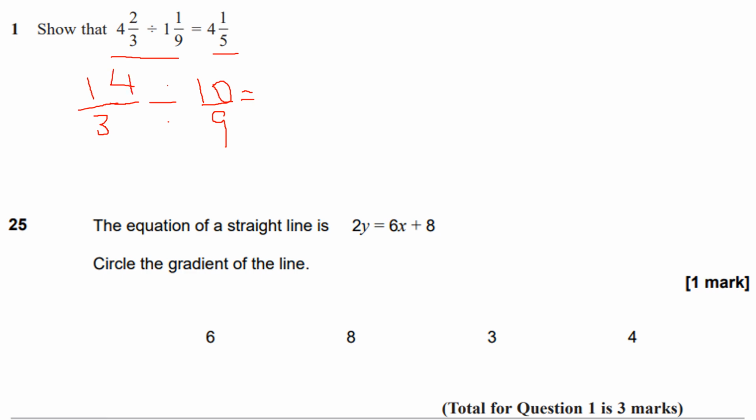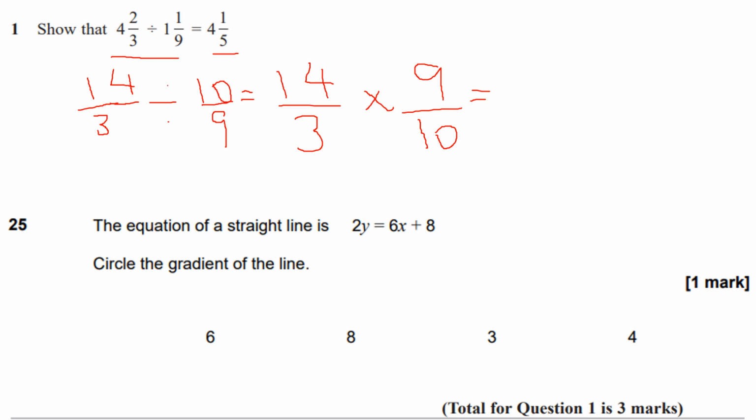So dividing fractions, it's the KFC method: keep, flip, change. So you keep the first fraction, you flip the second one, so you take the reciprocal of the second one, and then you change it to a times. And then when I multiply fractions together, I multiply the numerators together, and I multiply the denominators together.